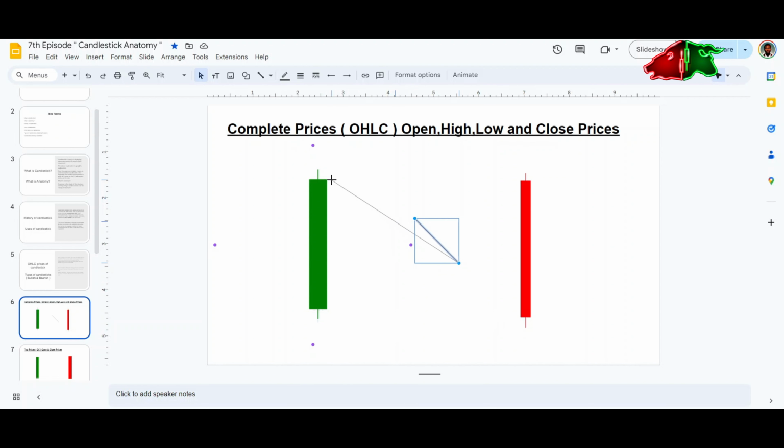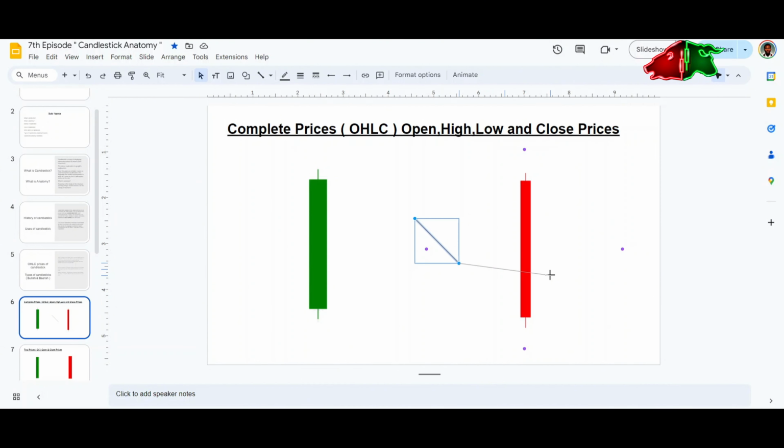Then if you see this place for the bullish candlestick, it is the close price. Why is it the close price? Because bullish candlesticks open from the bottom and close above. You know they are always going up. So it starts forming from here and closes above. Then the bearish ones open from above and close below because they are always going down.